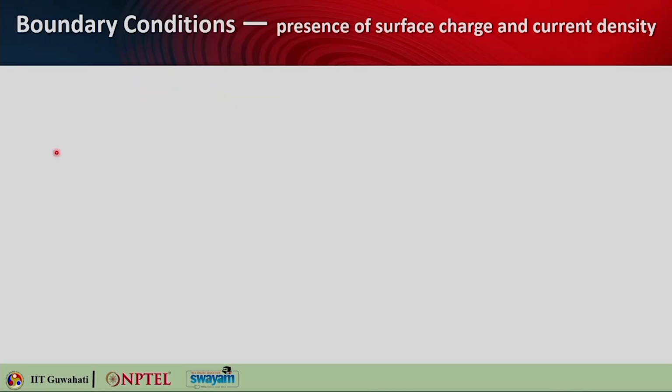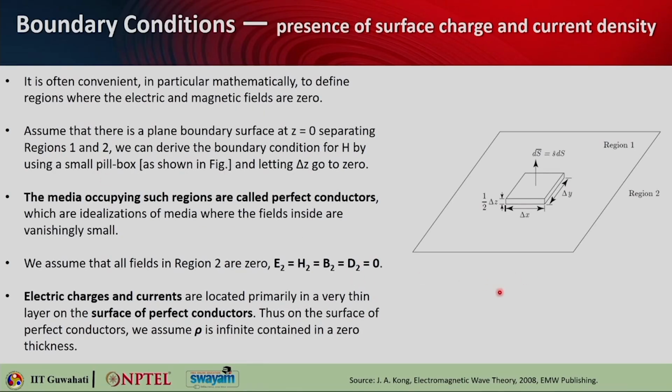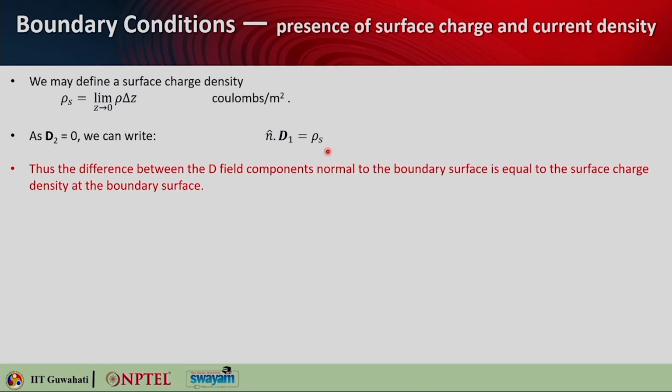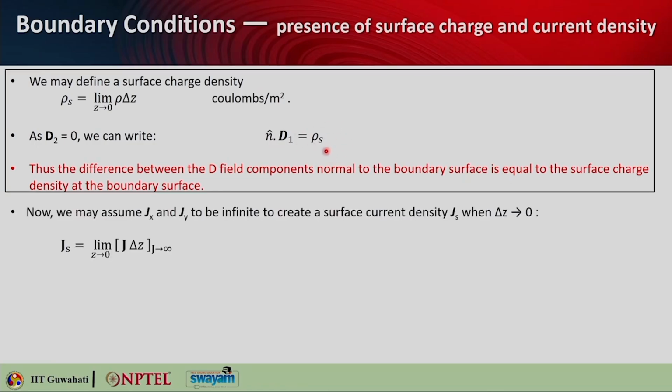So we have seen here our assumption tells us that there is nothing in the second region, so D2 is 0, so we can write that n cap dot D1 is rho s, that is the charge towards region 1. So this is the difference that you see in the presence of a surface charge density. The difference in D components normal to the boundary surface is equal to the surface charge density at the boundary surface. So the normal components of the displacement field are not the same, there is a difference, and the difference is the surface charge density.